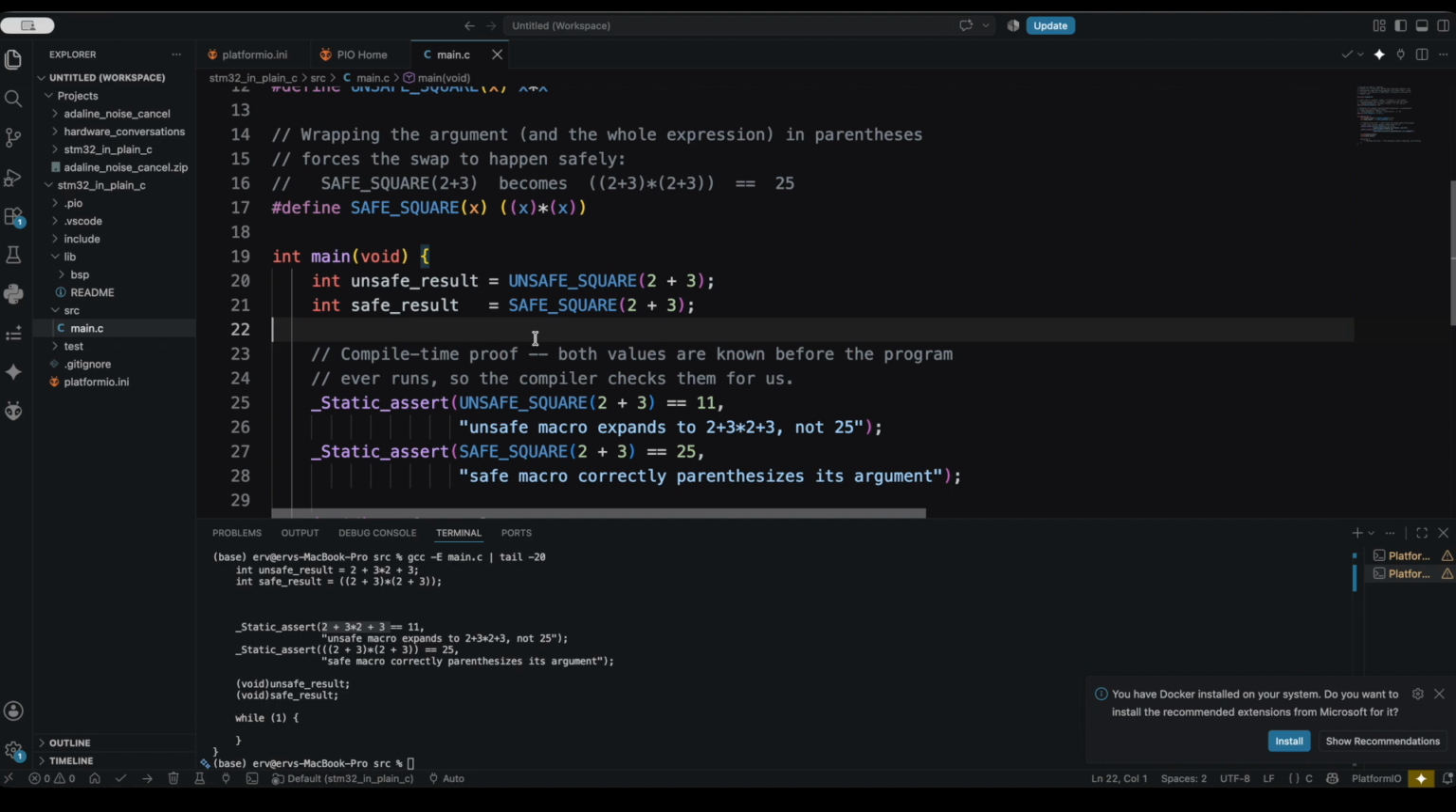So next time you see a macro that looks like a function, remember it's not one. It's a stand-in for typing text yourself, and it's worth double checking exactly what text it's standing in for.